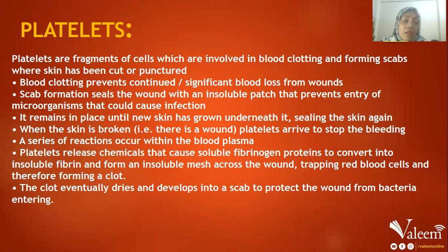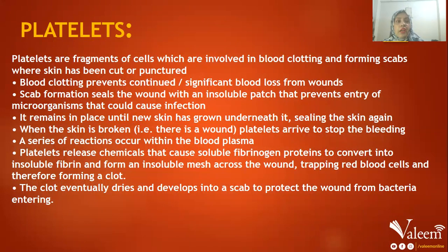A scab is the brown layer which is formed gradually over the wound. Our blood clotting prevents continued and significant blood loss from the wound. So the first role of the platelet is to form a clot on the wound or injured area, and second, it stops the further flow of blood, preventing blood loss from the wound. The scab formation is actually a seal at the region of the wound with an insoluble patch that prevents entry of microorganisms that could cause infection.